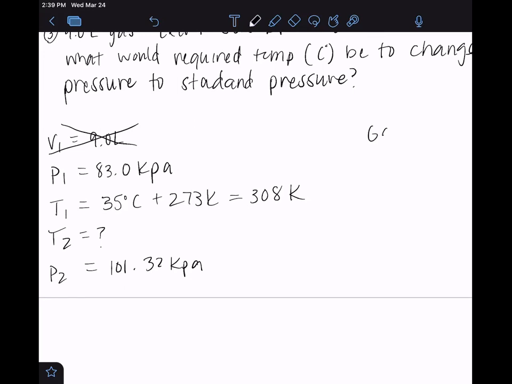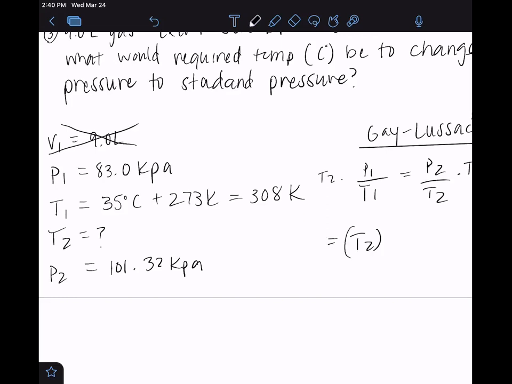Here, we're going to be using Gay-Lussac's law. And so what we're relating is pressure and temperature. Okay, so in this case, P1 over T1 is equal to P2 over T2. We're trying to find T2, so we're going to multiply by T2. And so then we get T2 times P1 over T1 is equal to P2, or T2.